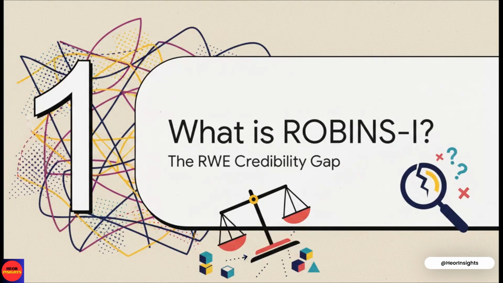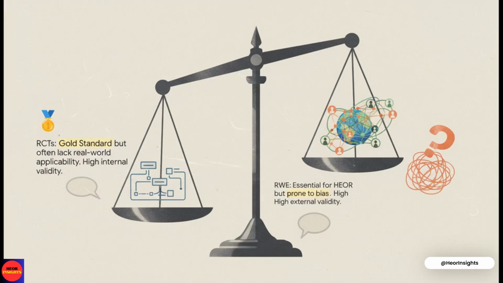To really understand why ROBINS I is so important, we first need to talk about the problem it was created to solve. And that's the credibility gap that often exists with real-world evidence. You see, in health economics and outcomes research, we constantly face this dilemma. On one hand, you have randomized controlled trials, or RCTs. They're the gold standard for proving something works because they have high internal validity. The problem? They often don't reflect what happens in the real world with actual patients.